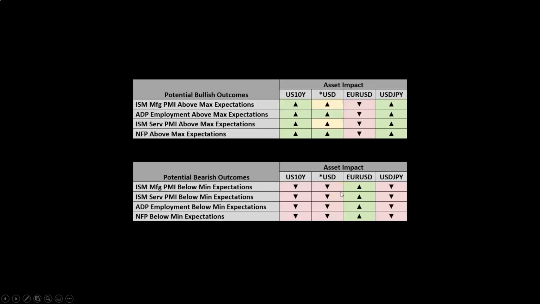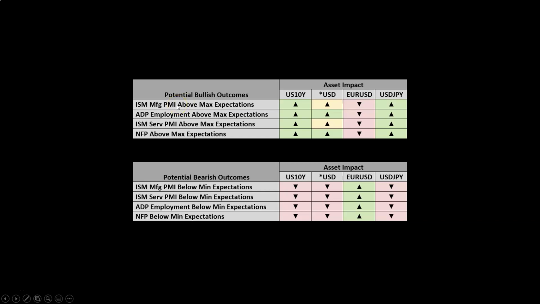All right, guys, so then looking at a potential trading plan, two scenarios as always, the more bullish outcomes and then the more bearish outcomes. Now, starting with the bullish ones, looking for above maximum expectation prints for the ISM manufacturing, the ADP, the services, the NFP. Do keep in mind that when you look at the ISM, the ADP, and the services, the headline numbers will of course be important. But in terms of NFP, we want to be looking at the employment subcomponents for the ISM manufacturing and services as well, because they are key inputs into NFP.